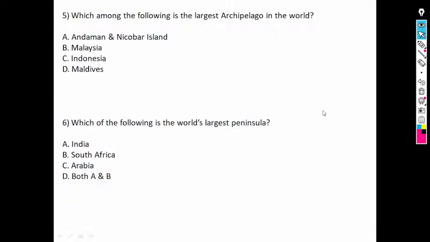Next, which among the following is the largest archipelago in the world? Andaman Nicobar Islands, Malaysia, Indonesia and Maldives. Right? Largest archipelago in the world. It is your Indonesia. Indonesia is the largest archipelago in the world.